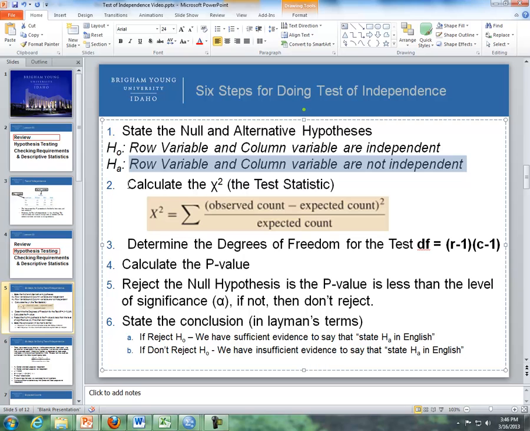Now step number 2 is calculate. It looks like an X, but it's the Greek letter chi, C-H-I. Some of you might be tempted to say chi, but it's not chi, it's the Greek letter chi.